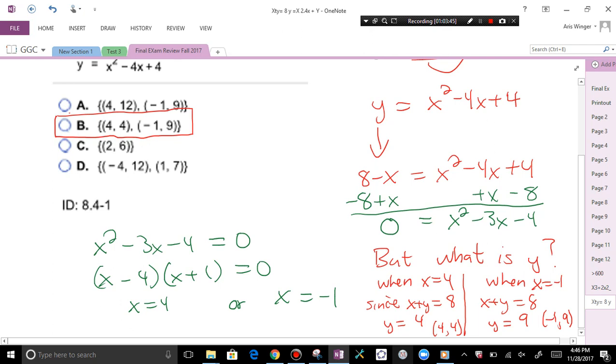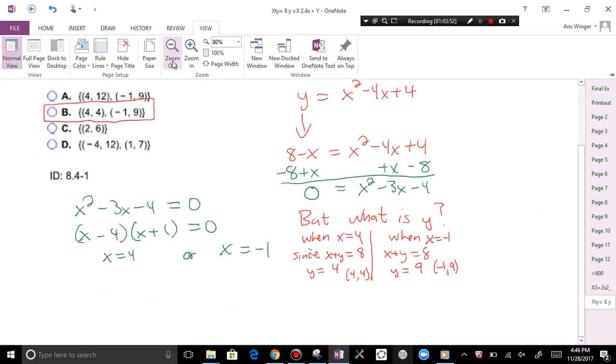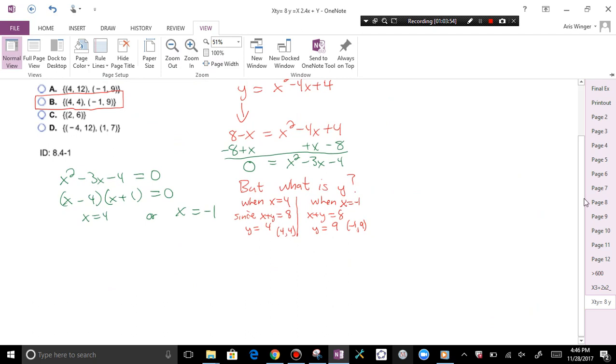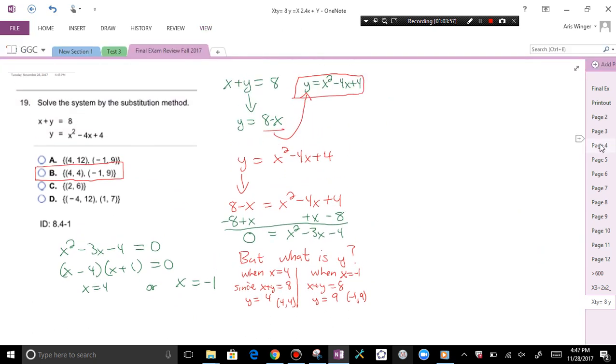Just checking the y values once you get them. We're getting near the end.